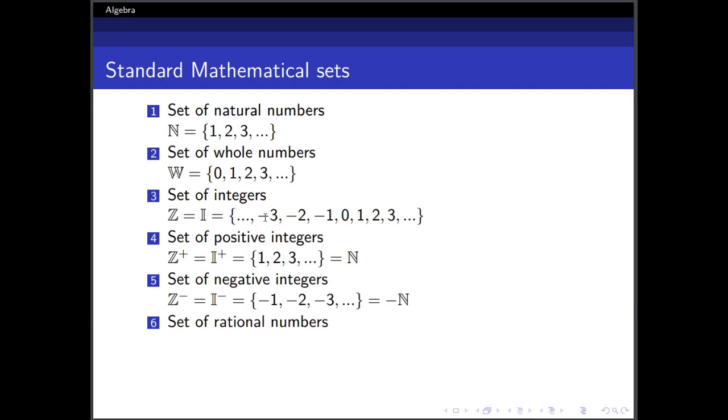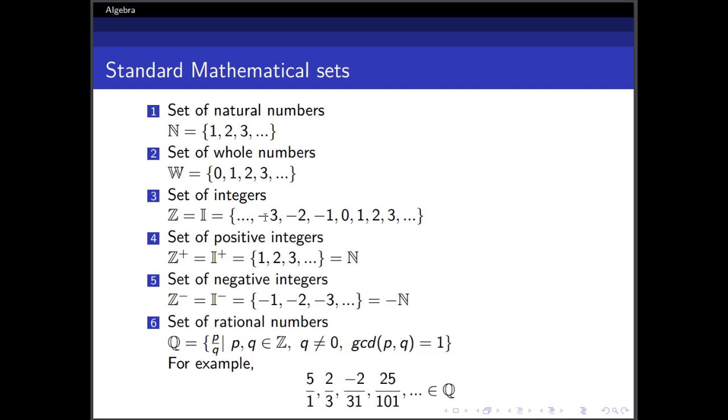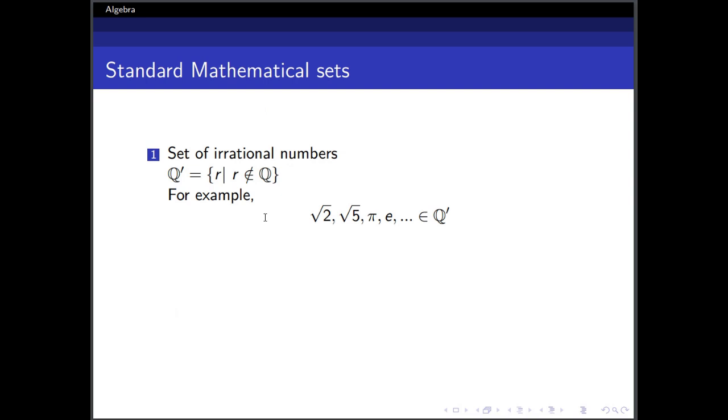Next, the set of rational numbers is denoted as script Q, and its elements are of the type p upon q, such that p and q belong to Z, with q non-zero. And to avoid repetitions, we can take GCD of p comma q is equal to 1. For example, 5 upon 1, 3 by 2, minus 2 upon 31, 25 upon 101. These all belong to rationals, and it is an infinite set.